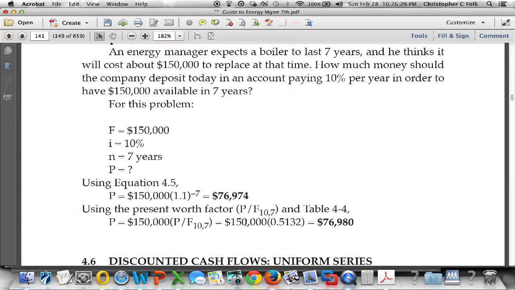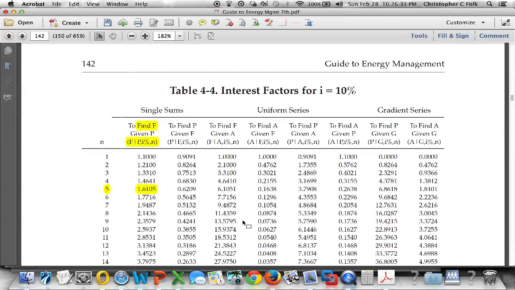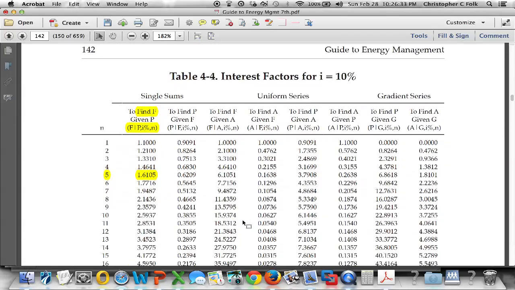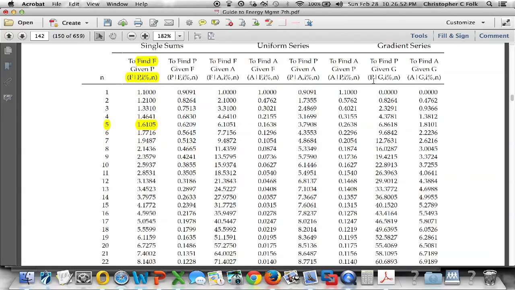Yeah, it's actually a couple pages over. Right, so here it is. Here's table 4-4. Notice this is for interest factors where i is equal to 10%. So back in the old days, you used to have this book, and this book would show what the interest rate would be for 5.5%, 5.6%, 5.7%, 8, 9, and so on and so forth. And so those all had to be calculated out.